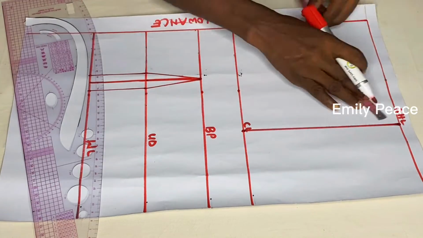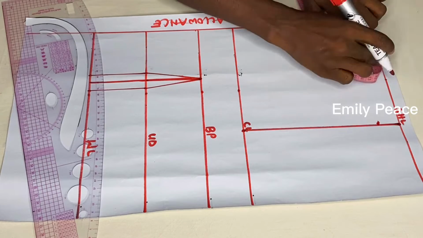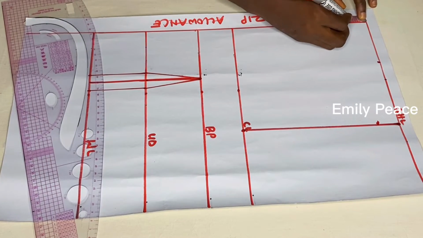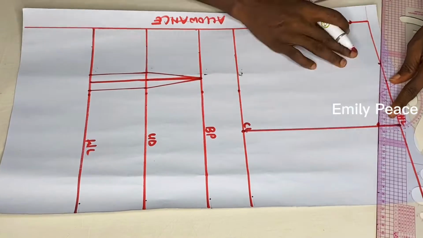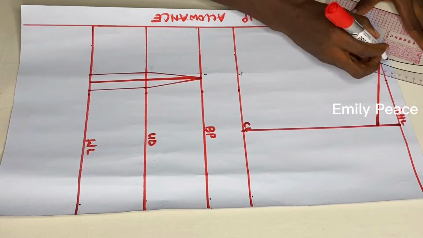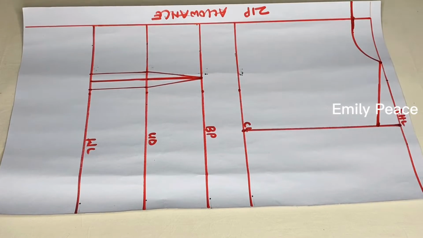Then I'm going to mark 1 inch for the shoulder slope, and I'm going to mark 3 inches for the neck width and 1 inch for the neck depth. And I'm going to curve out the shoulder slope and my neck line just like this. And I'm going to extend the neckline to the zipper allowance.